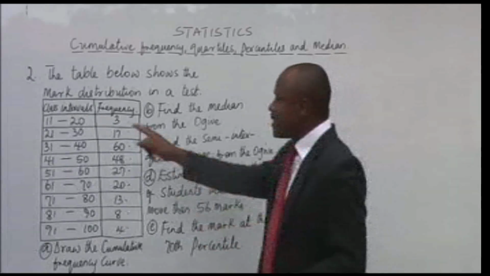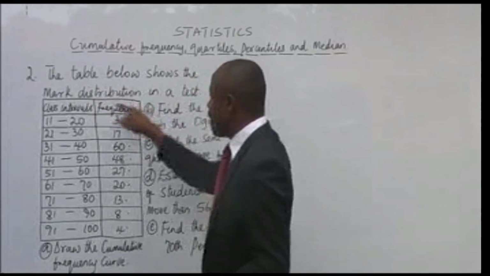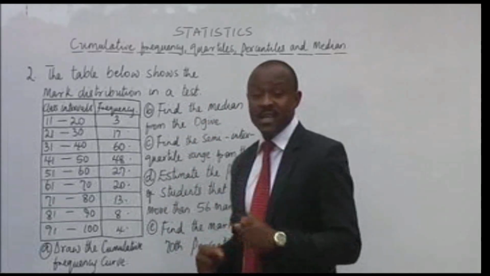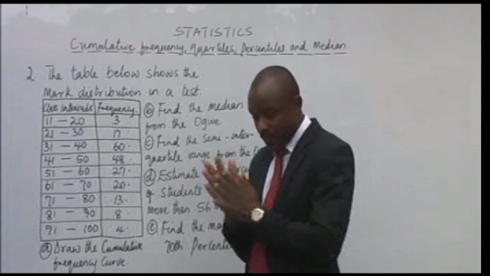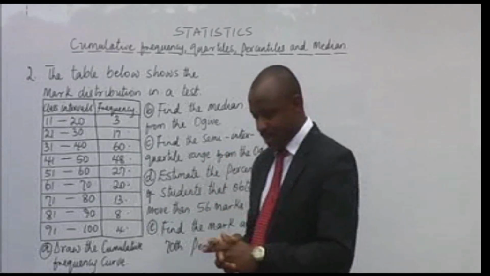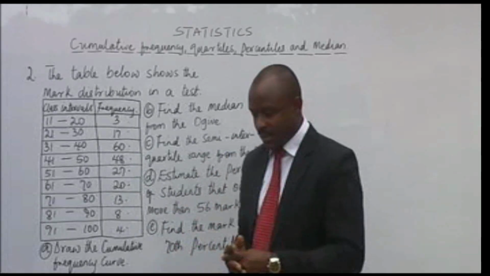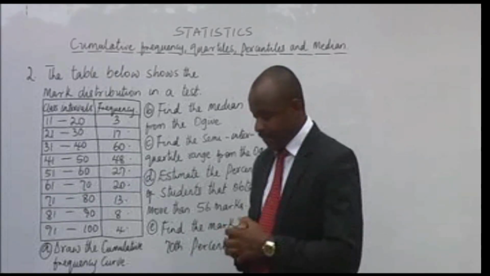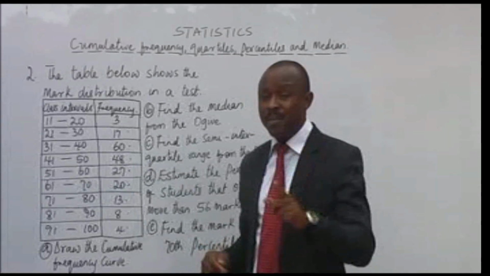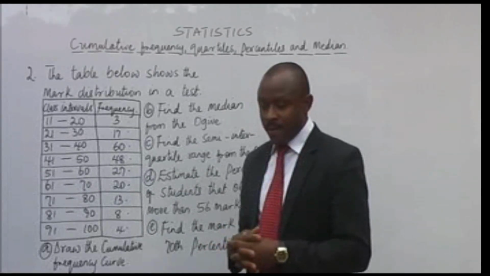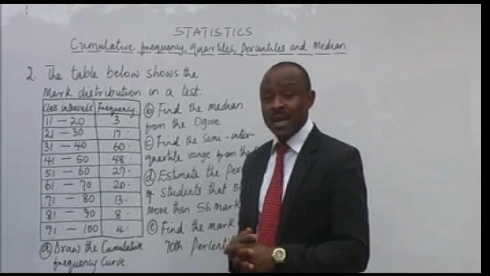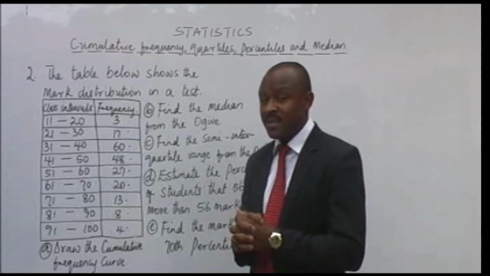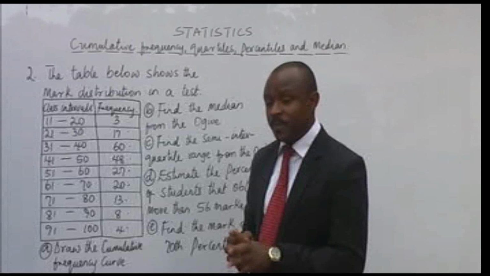So now the question says that the table below shows the mark distribution in a test. I suppose it should be a mathematics test. Because mathematics, whether you like it or you don't like it, is a must follow up. Wherever you go in the whole world, mathematics is applicable. But it's not all other subjects that are applicable everywhere in the world. Have you seen why mathematics is a must follow?